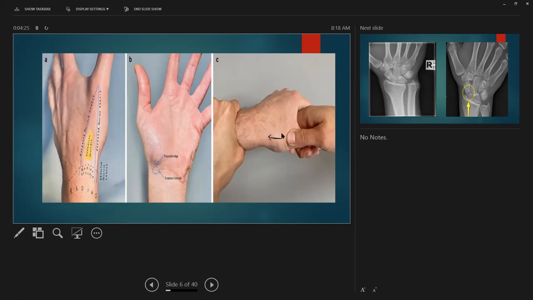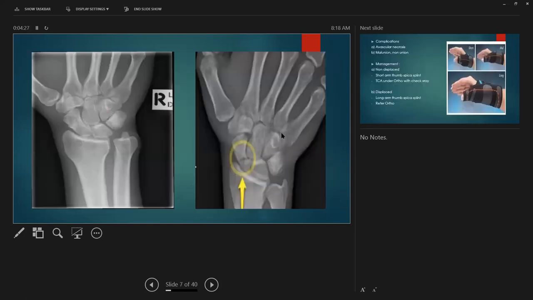Next we move on to the X-ray part. You can see on the first X-ray, you don't see any fracture line. On the X-ray next to it, you can see there's a very obvious fracture line over the scaphoid bone. So this is a scaphoid fracture.